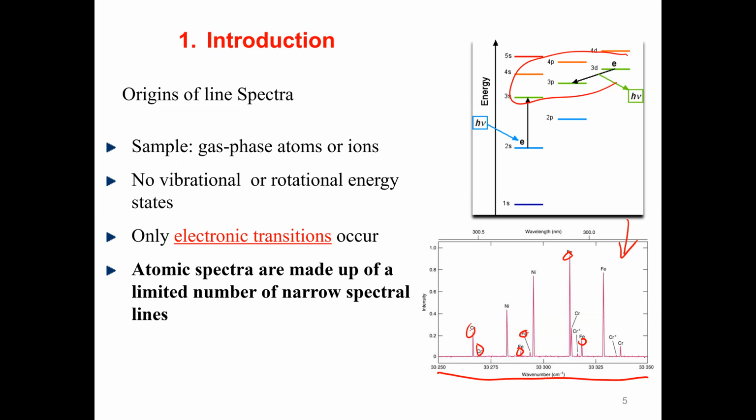First, the sample must change to gas phase atoms or ions. And second, because it's an individual atom, there's no vibration or rotation energy stage. That's why there's no band. No band, and only electronic transition occurs. And also you can see the range is in the UV range. You get a spectrum with a limited number of narrow spectrum lines.